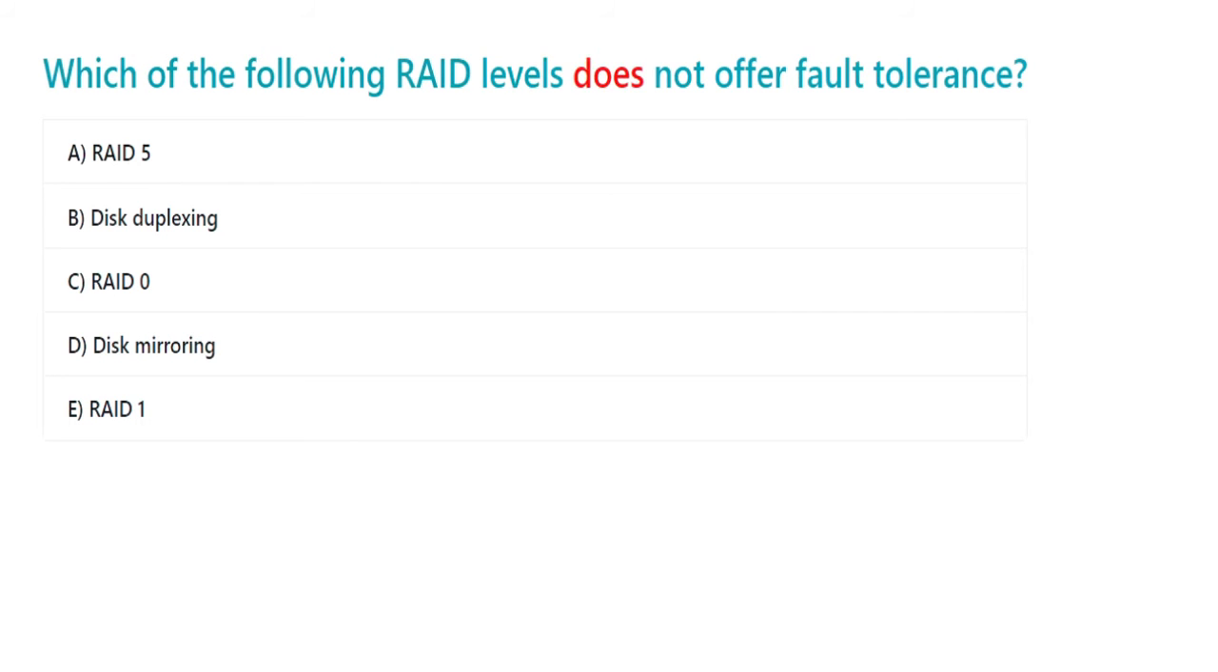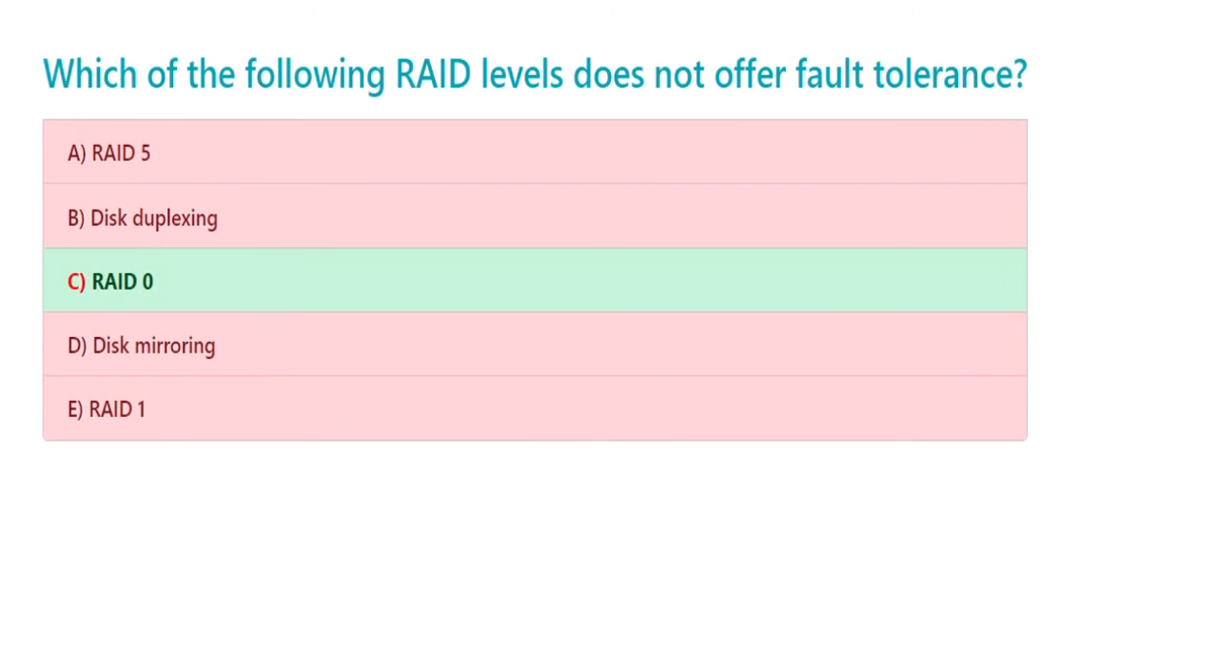Which of the following RAID levels does not offer fault tolerance? A. RAID 5. B. Disk duplexing. C. RAID 0. D. Disk mirroring. E. RAID 1. The correct answer is C. RAID 0.